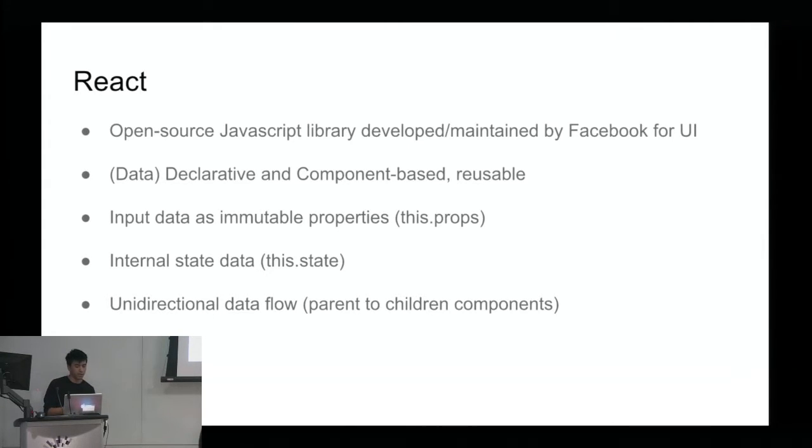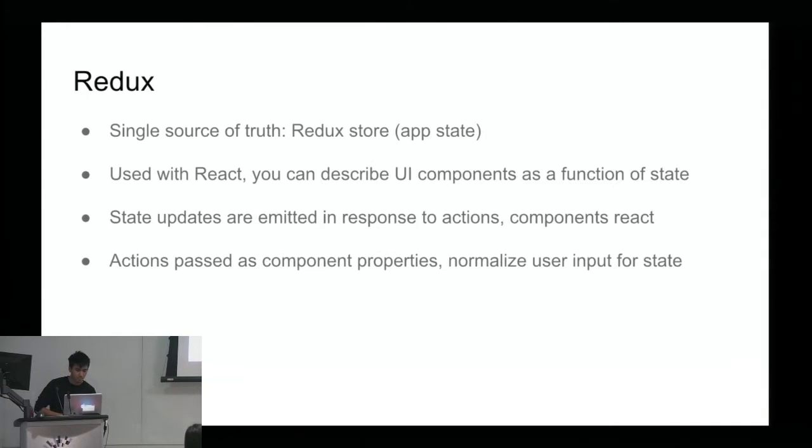So say on a Facebook website, you have the comment box. That could be one single React component that they can place wherever they need a comment box to be placed. React components have input data as immutable properties. It's a lot like HTML tags, where you can pass in attributes to them, and these are properties available in the actual class. You can also maintain internal state data. So within a React component, you can have callbacks that set its state to something different.